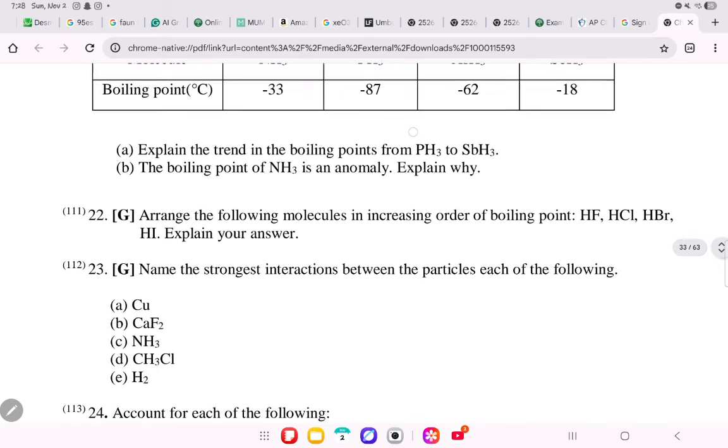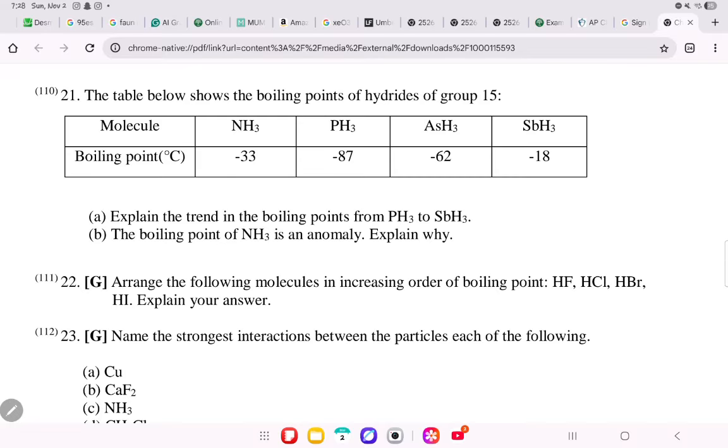It said, explain the trend in boiling points from PH3 to SbH3. Very simply, if you drew their structure, you would get a non-symmetrical geometrical structure. So that means for sure they're going to be polar. Since they are polar, the type of force they have is the PD-PD. Now, NH3 is an exception. We don't consider it, but from PH3 and onwards, the boiling point keeps on increasing.